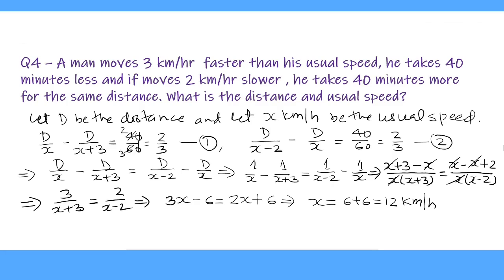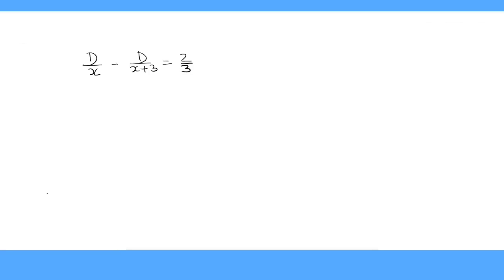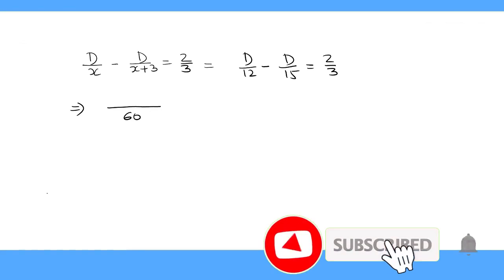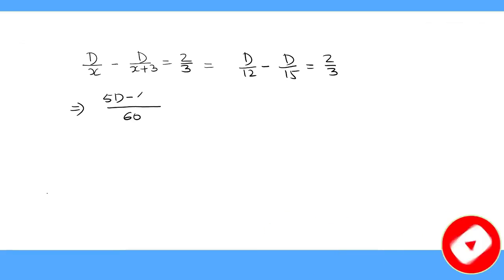Putting this value in equation number 1, we can get the distance. So we solve like this. Our equation number 1 is d upon x minus d upon x plus 3 equal to 2 upon 3. And we put the value of x, which is 12. Then we get d upon 12 minus d upon 12 plus 3, which is 15, equal to 2 upon 3. Our LCM for 12 and 15 is 60.